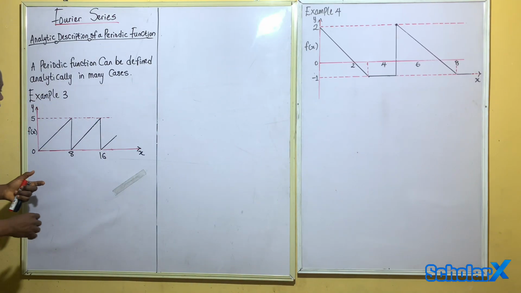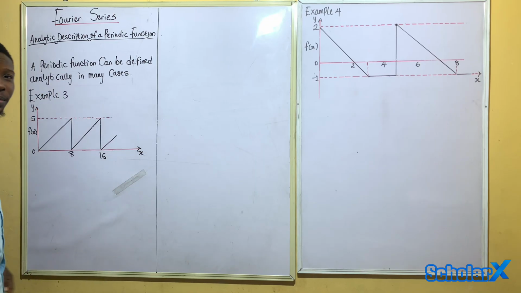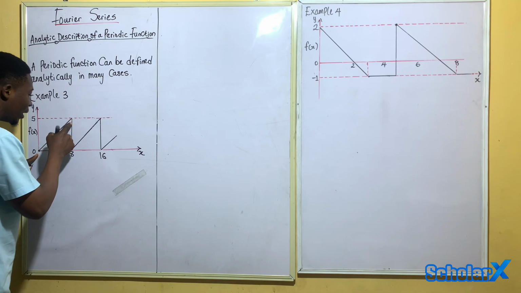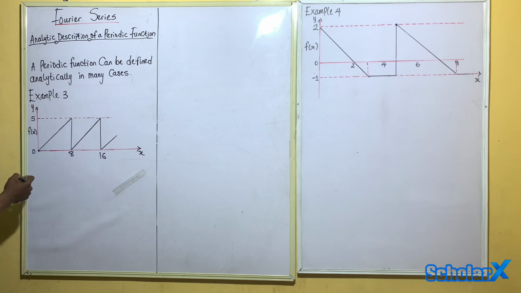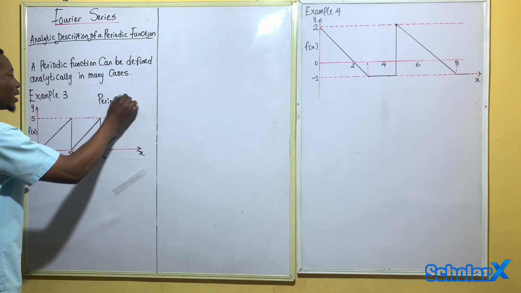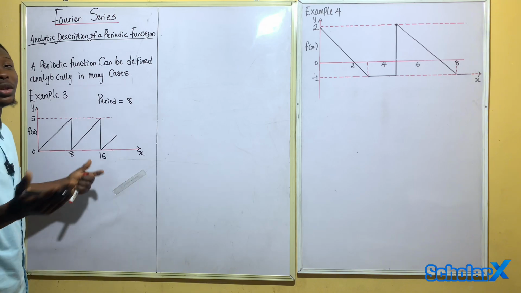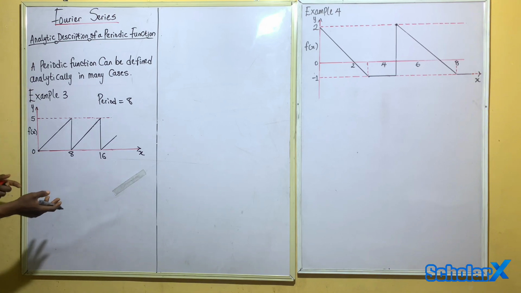Now, look at this: this is 0, this is 8, this is 16 on the x-axis, and then this is 5. You see that the cycle starts from this point, which is the origin, goes here and stops here, and it starts again. One of the things you'll quickly notice is the period of this periodic function is 8, because it goes from here and stops here. So it takes 8 units, whatever the units are.